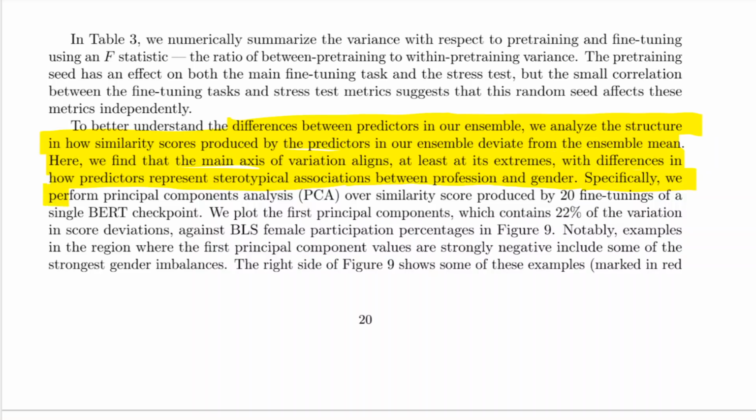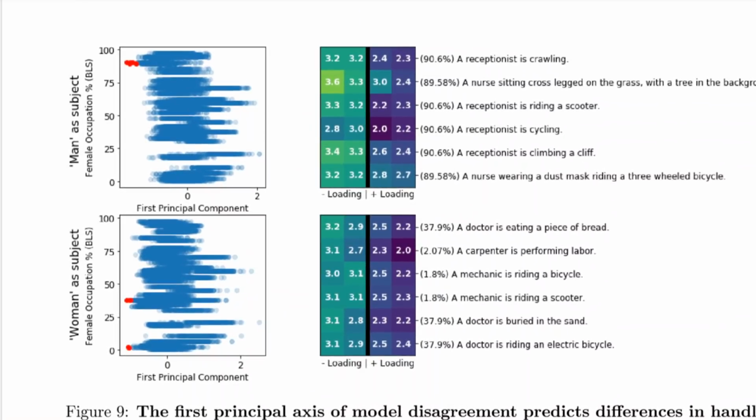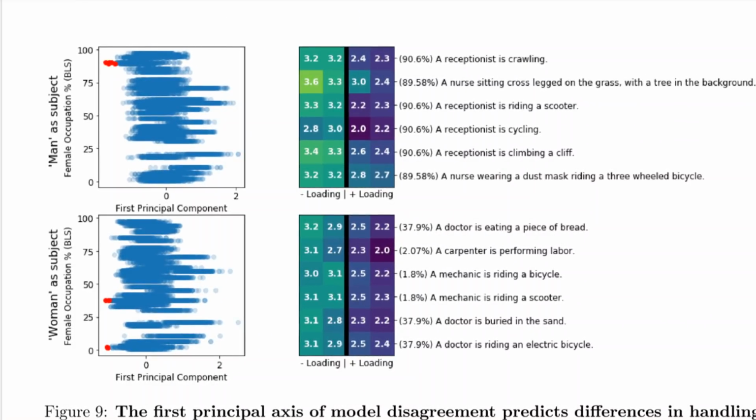Specifically, we perform principal component analysis over similarity scores produced by 20 fine-tunings of a single BERT checkpoint, so 20 different models. We plot the first principal component, which contains 22% of the variation in score deviations, against the female participation percentages in figure 9. Notably, examples in the region where the first principal component values are strongly negative include some of the strongest gender imbalances. So let's look at this graphic right here, because this is where I get skeptical.